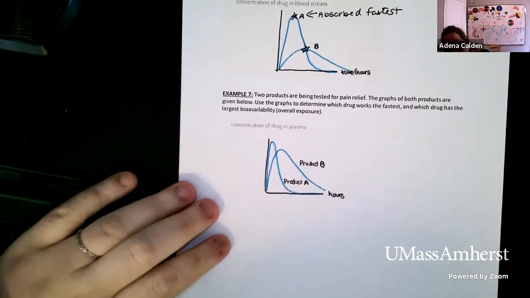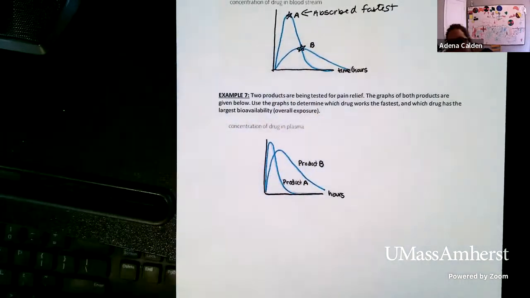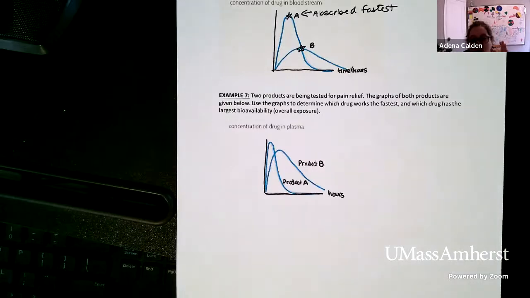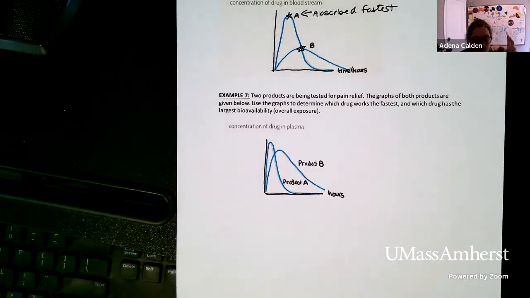So take a look at the picture. Again, this is the concentration of product A drug and product B drug. Take 2 minutes, see if you can figure out, again, there's two questions here, which one works fastest and which one has the largest bioavailability. So pick your product for each one and then write a brief sentence about why that's true. Okay, so take 2 minutes and then we'll go through it together.